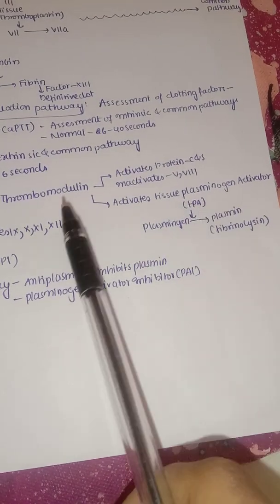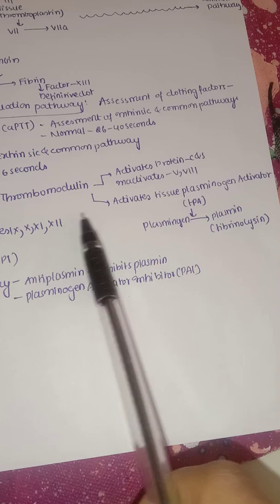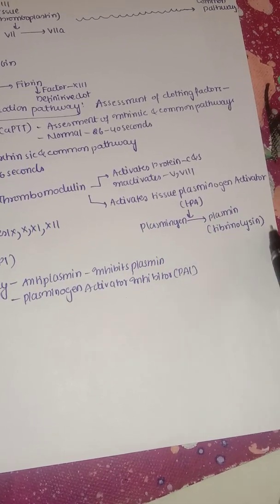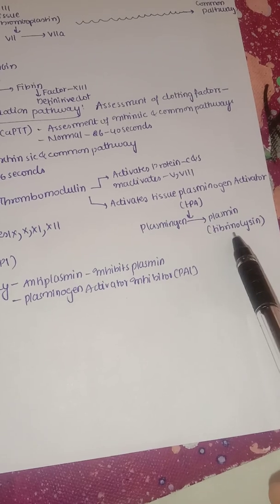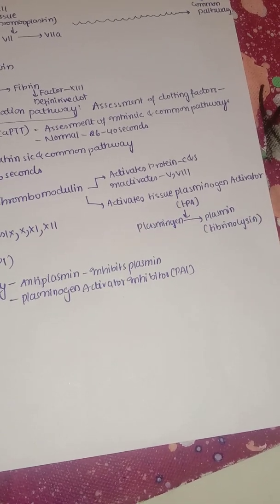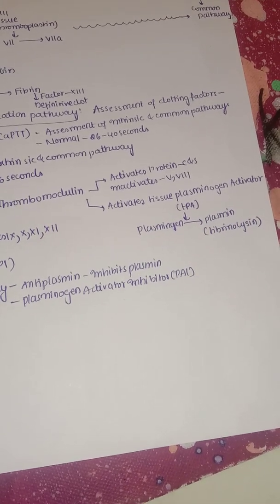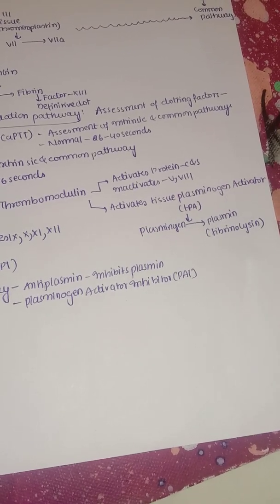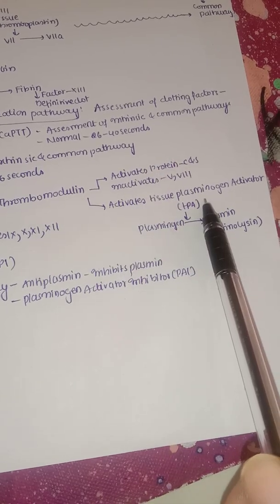And also this thrombomodulin and thrombin complex activates the tissue plasminogen activator. So this tissue plasminogen activator converts the plasminogen to plasmin. Plasmin is otherwise also called fibrinolysin. In the word you can see fibrinolysin. It's lysing, meaning it's breaking down the fibrin so that the clot will be broken down. So we need mainly two factors to break this down, that is protein C and protein S. Another one is tissue plasminogen activator.